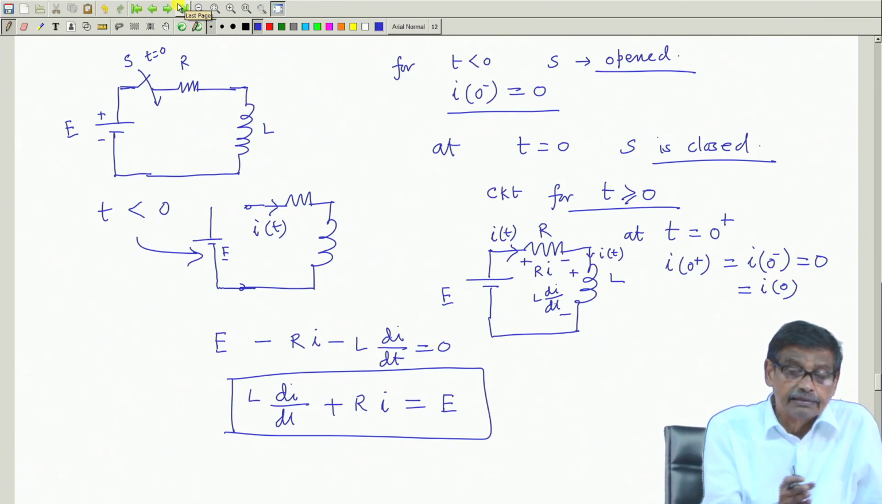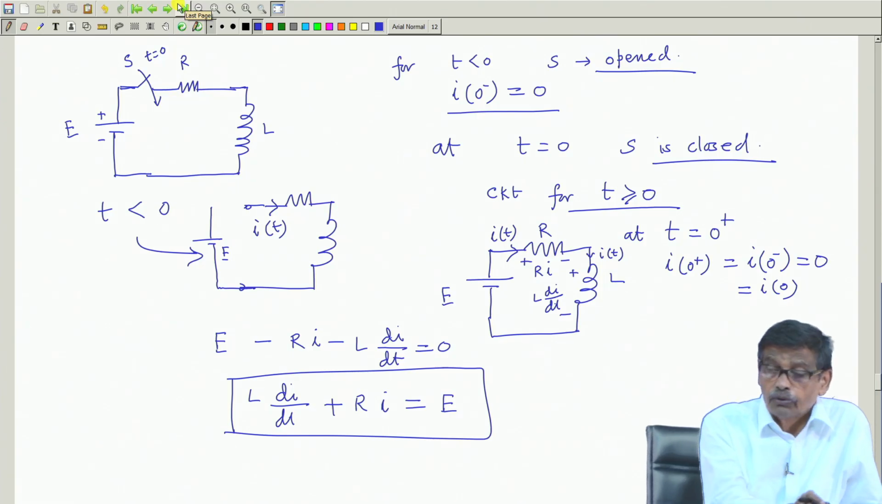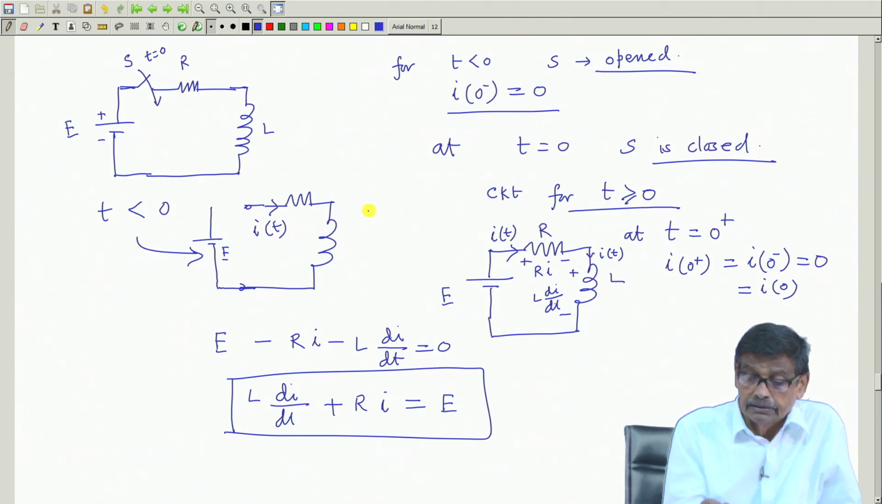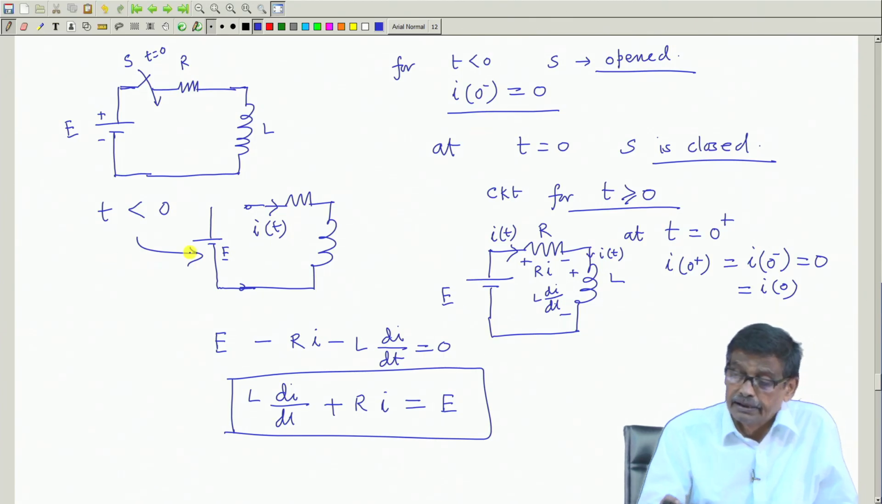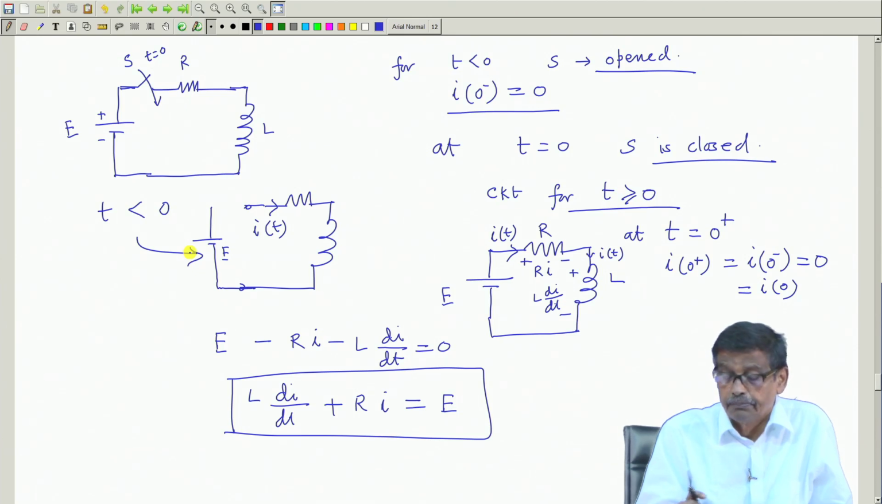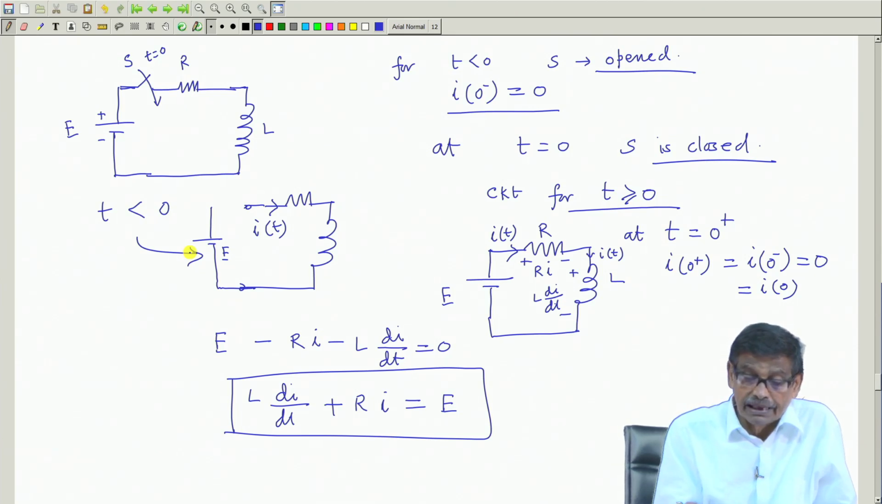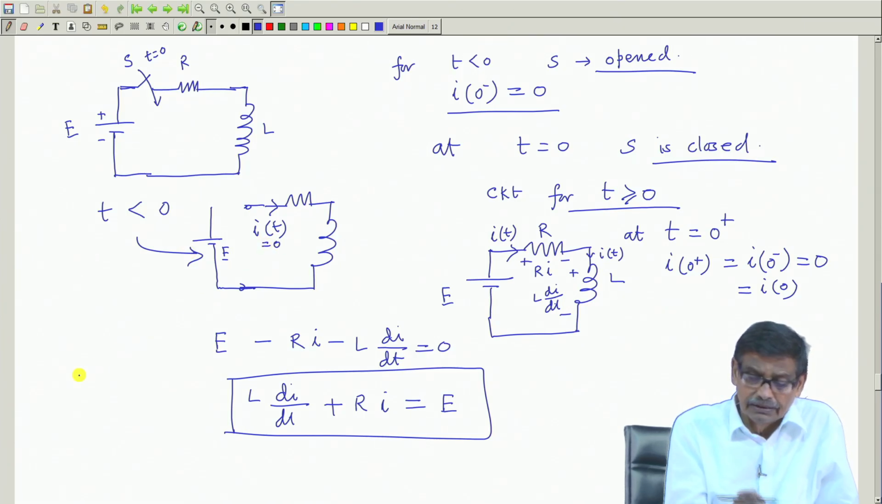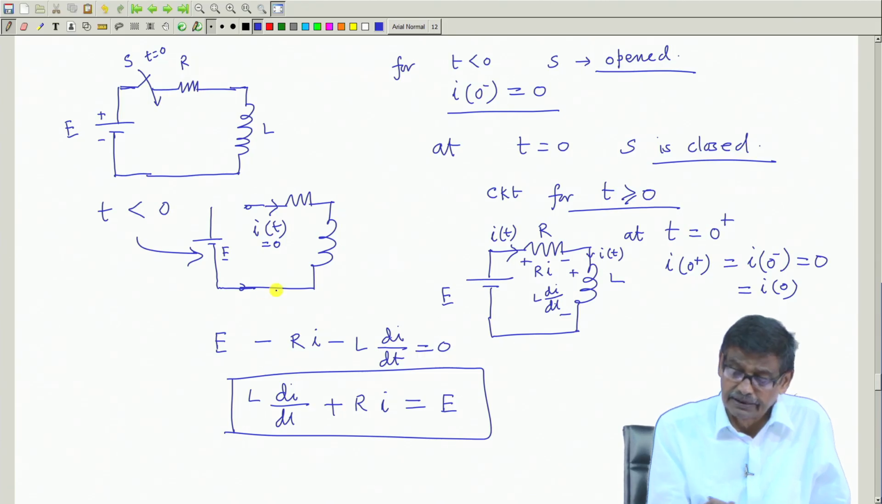A series RL circuit, the switch was open for a long time. Then these are the conclusions I immediately draw: i(0-) = 0, and at t equal to 0 the switch is closed. So, better draw the circuit for t less than 0 and t greater than or equal to 0. Always try to do that at least at the beginning, so that you do not make any mistake. Therefore, here i(t) must be 0, because it is an open circuit and no current can exist here.